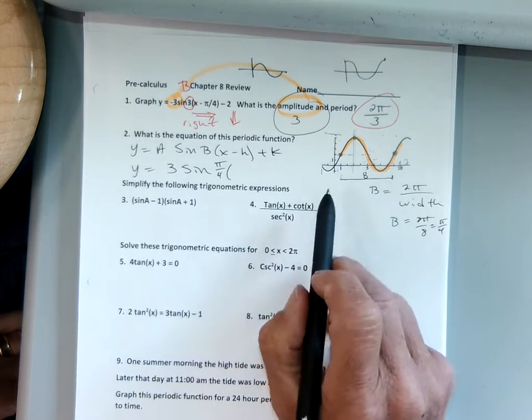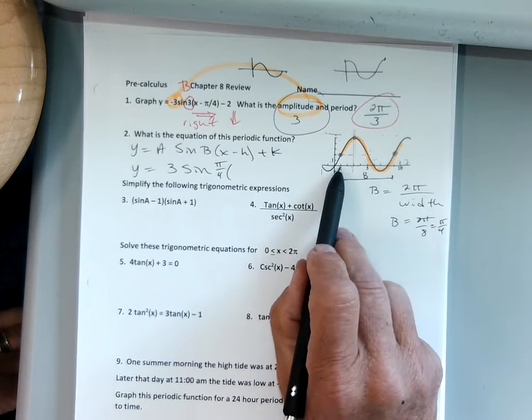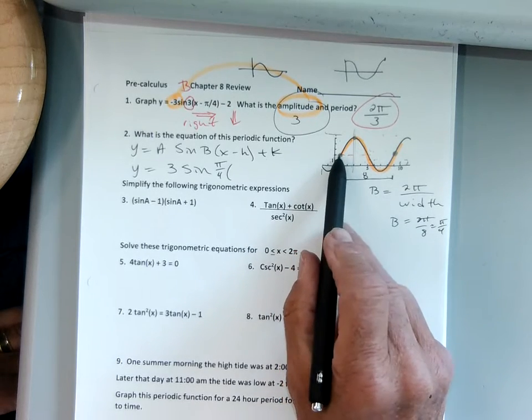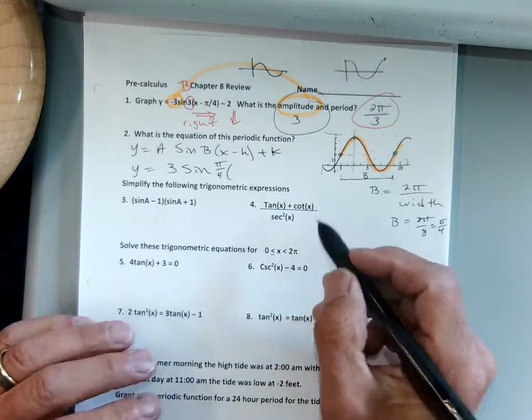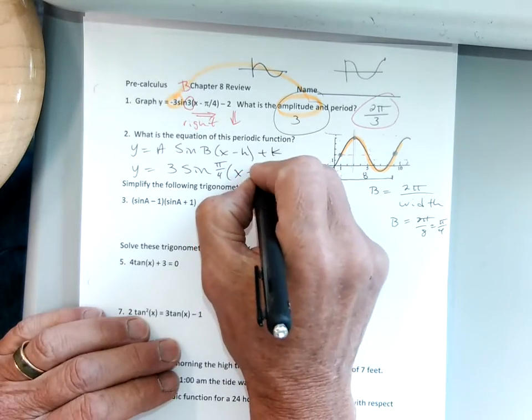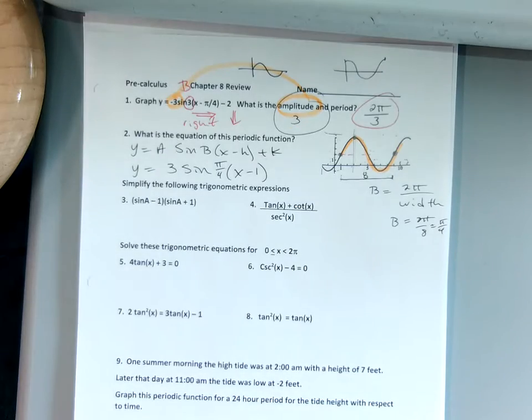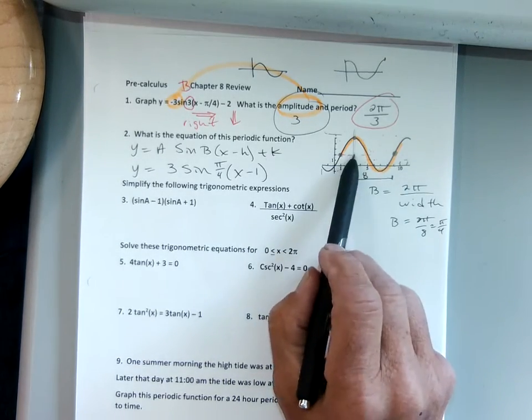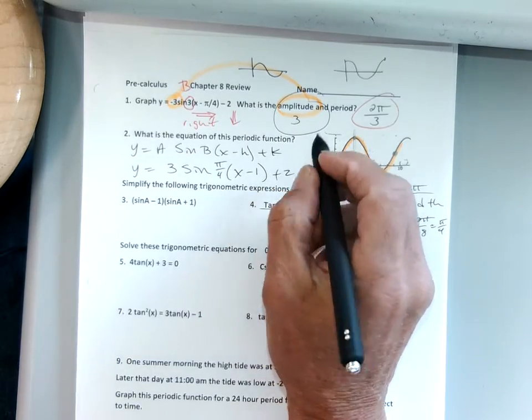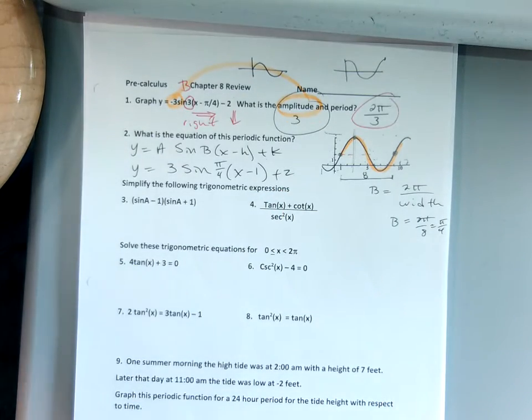Now the graph did get shifted. It got shifted over 1, right? Because we started the sine curve here, so it did get shifted over 1. So we're going to go x minus 1. And then the entire curve, we found the middle of the curve, got moved up 2. That is your equation.